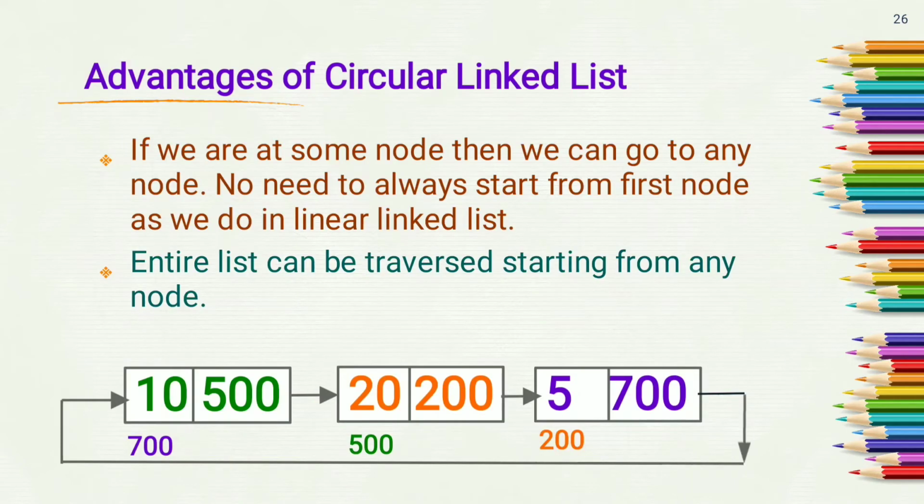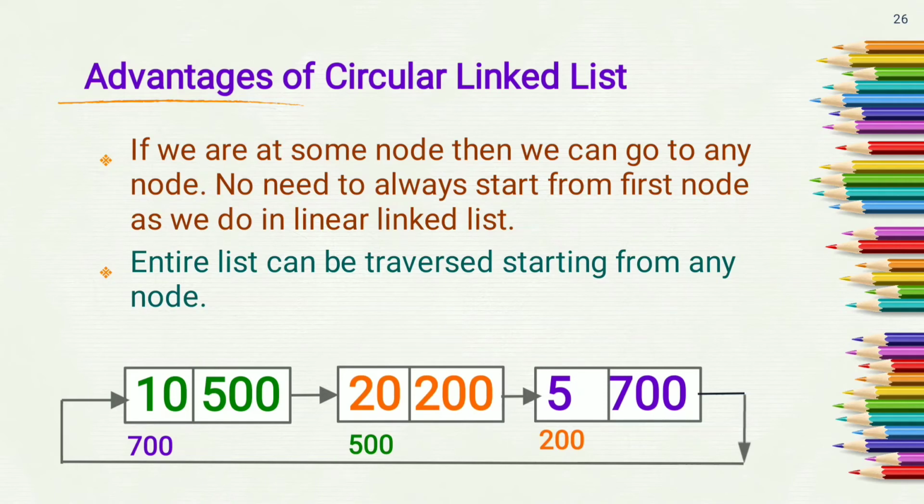Next are the advantages of circular linked list. If we are at some node, then we can go to any node. No need to always start from the first node as we do in a linear linked list. If we are at node 20 and we want to access 10, then with the help of this address we will get this node, and with the help of this address we will get this node. So starting from any node you can access any node.